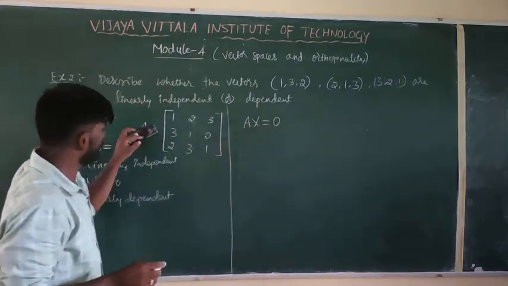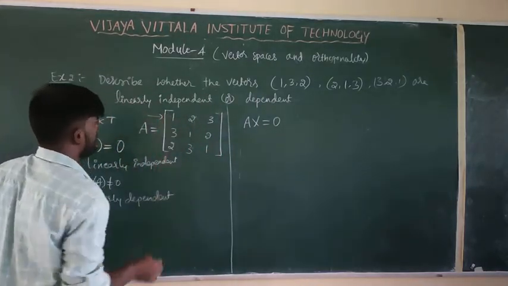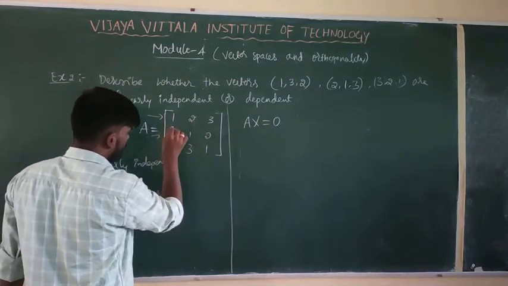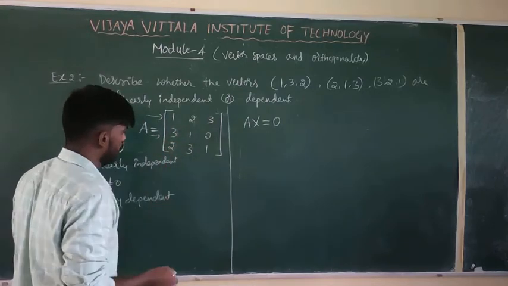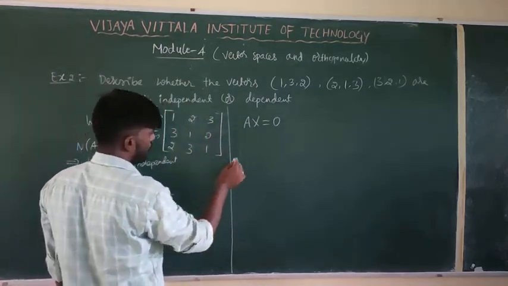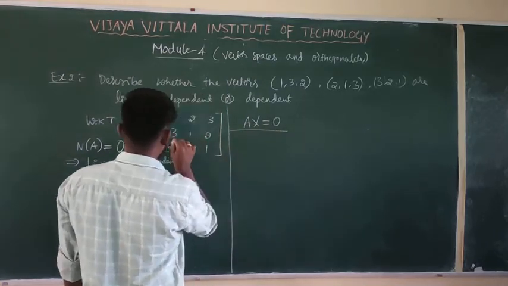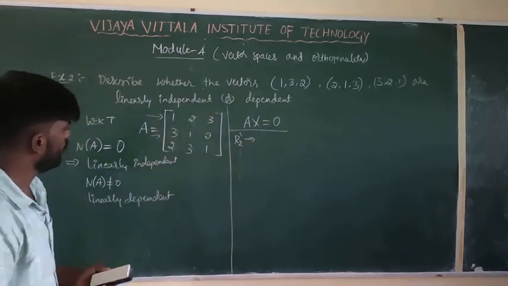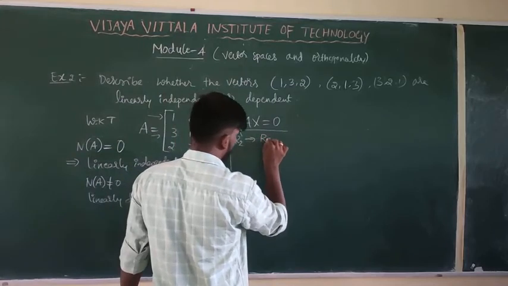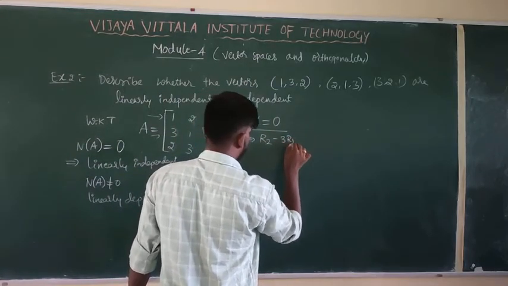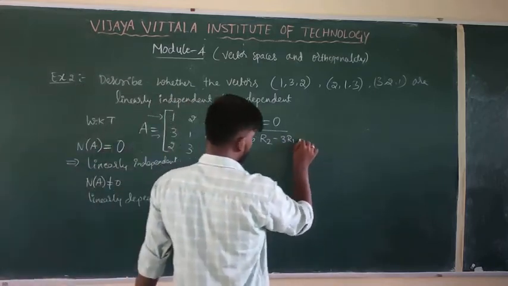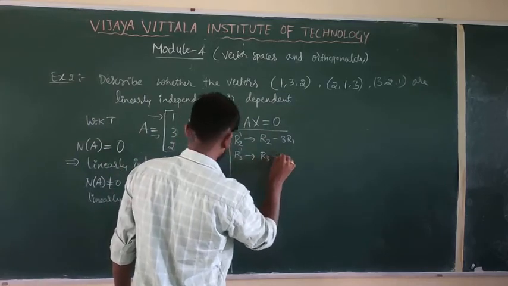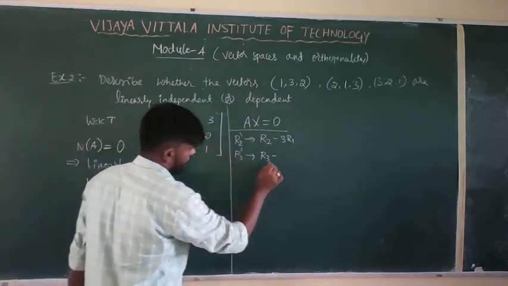In the first row, the leading entry is non-zero and also 1. Below that pivot element, we make these two elements 0. To make these two elements 0, we use the operations: R2 dash is R2 minus 3 into R1, and in row 3, R3 dash is R3 minus 2 into R1.